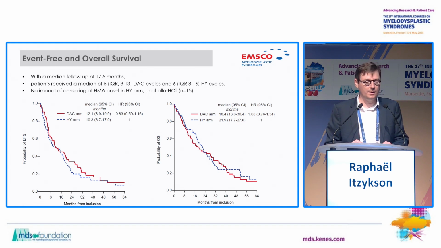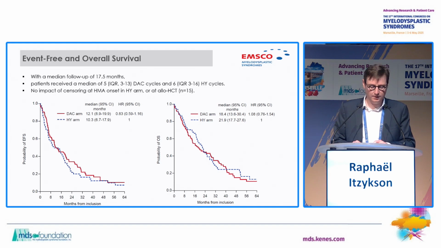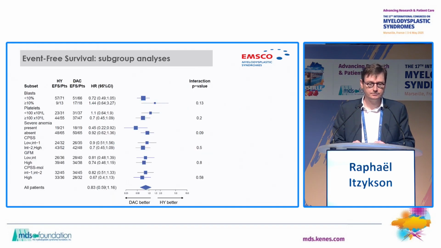We wondered whether this was due to the fact that many patients after progression in the Hydrea arm had gone on to receive a hypomethylating agent. That was the case in roughly 60% of the Hydrea arm patients, but that did not affect our conclusion. Neither did censoring after allogeneic transplantation for the few patients that did undergo transplant.